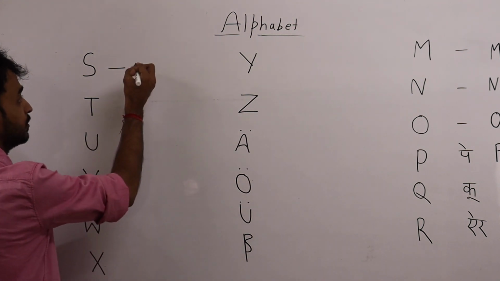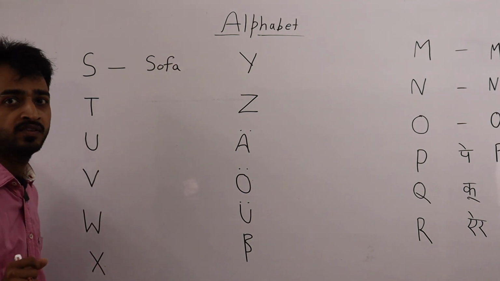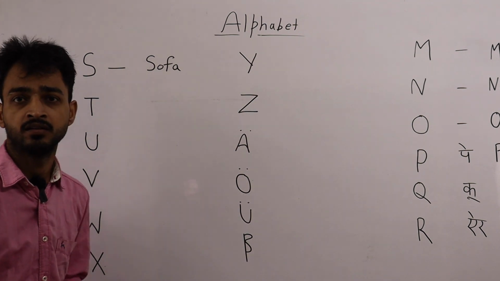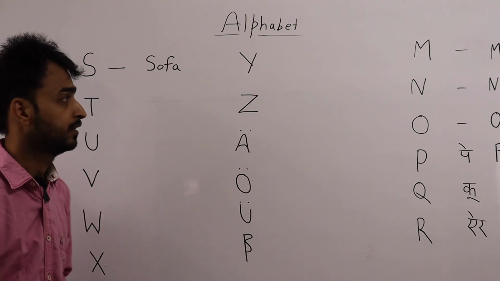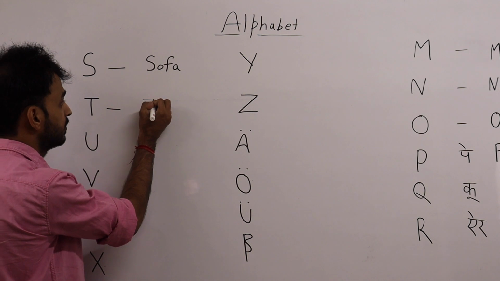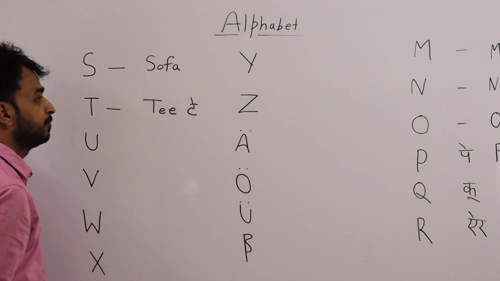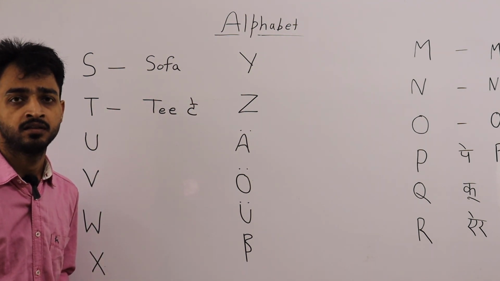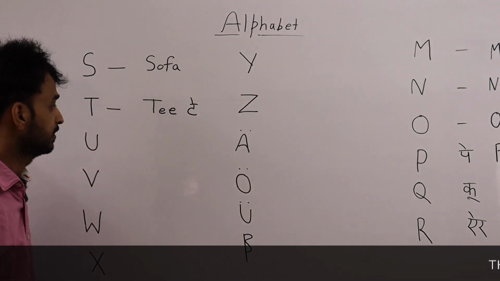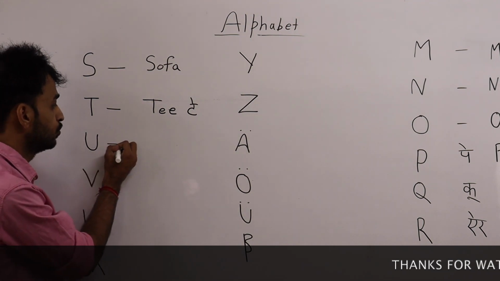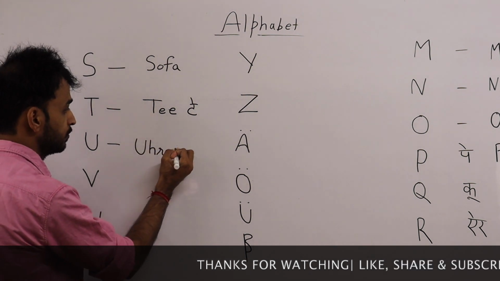That's it. S. The sound is Z. The word is Sofa. Look at the sound, a buzzing sound, Z. Sofa. T, and the word is Tee. T means tea. And U, Uhr. Uhr means watch.